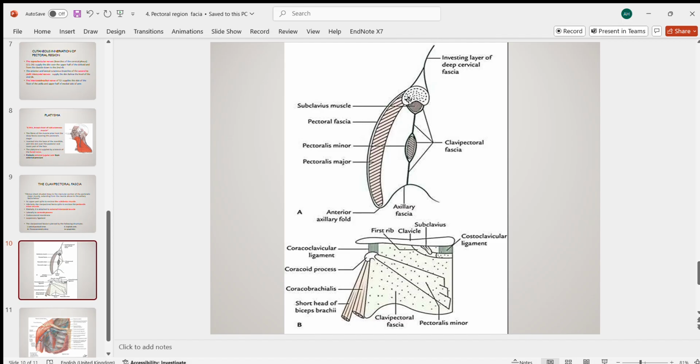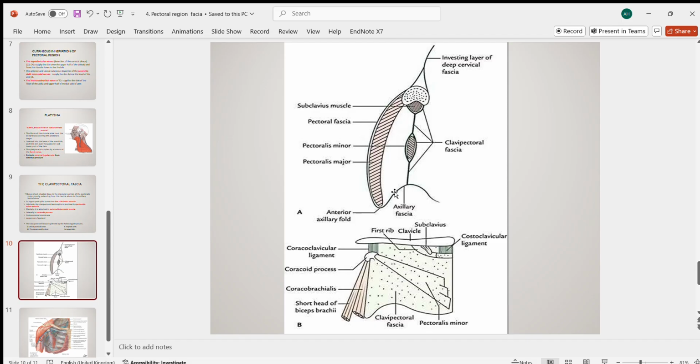The clavipectoral fascia has attachment on all sides of the subclavian groove. The subclavian groove gives attachment to the subclavius muscle. So the clavipectoral fascia splits into two and encloses the subclavius muscle. It goes down as a single layer, which is called the costocoracoid membrane, this area. Then it again splits into two to enclose the pectoralis minor muscle. Then again the two laminae fuse, and here it is called the suspensory ligament of axilla. And as we go further down, it becomes continuous with the axillary fascia.